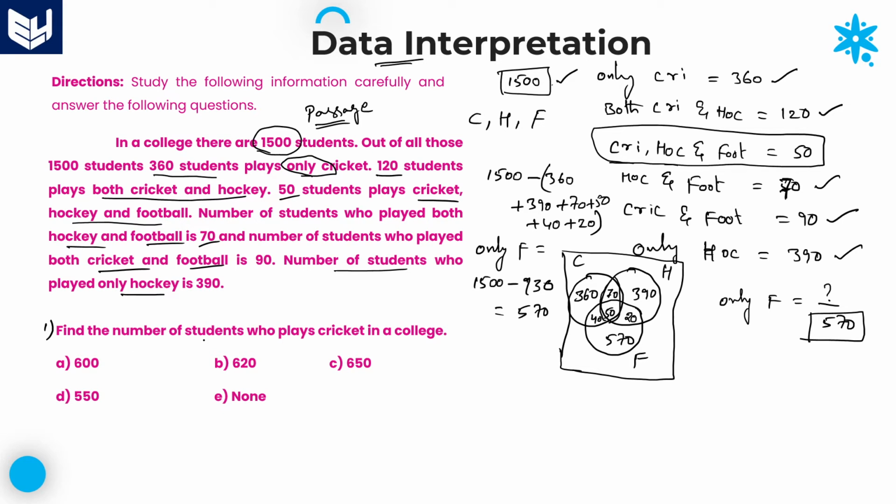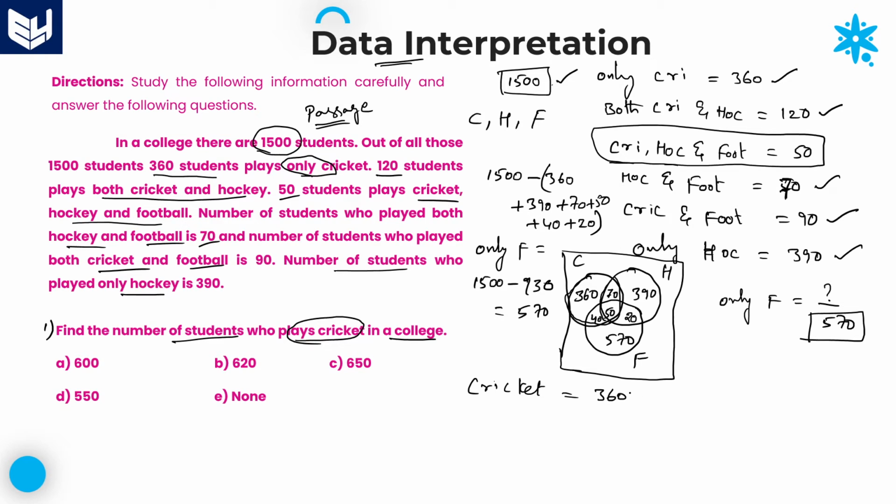Find the number of students who play cricket in a college. Who plays cricket. He is not asking us to take only cricket. He is asking us to calculate how many members are playing cricket. How many members are playing cricket in the sense you need to take all the values which are there in the cricket circle. This is the cricket circle, right? So your required answer is how many members are playing cricket, which is equal to, I am just adding all the values which are there in the cricket circle.